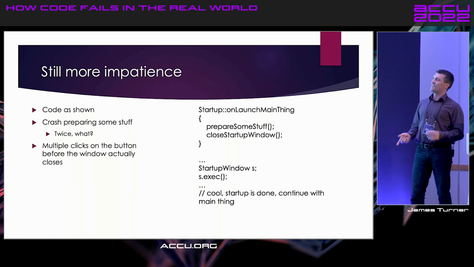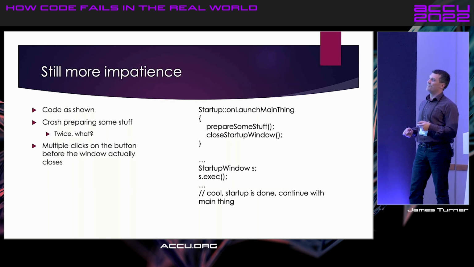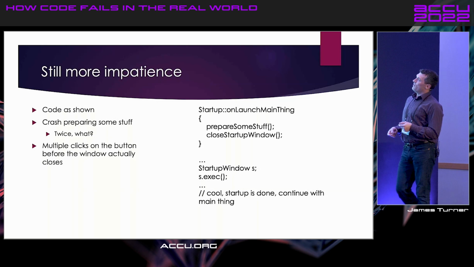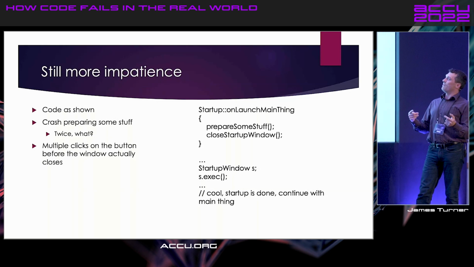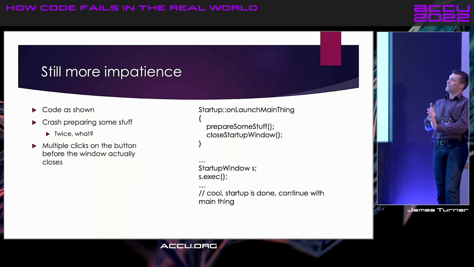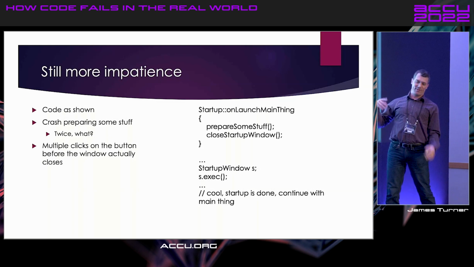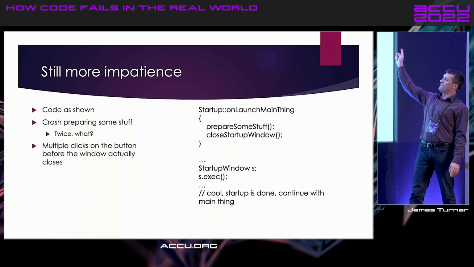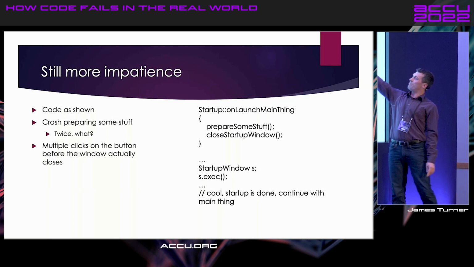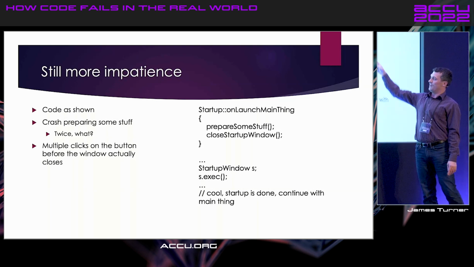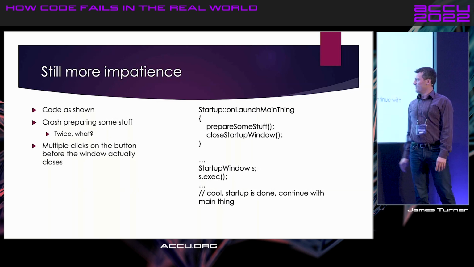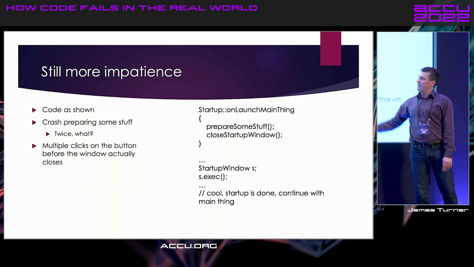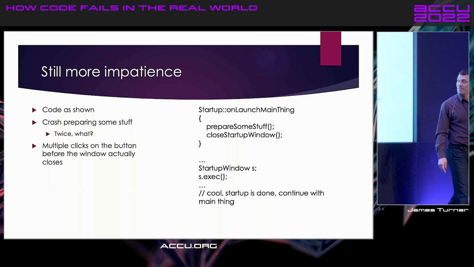Even more impatience. This one you could argue about the timing, as shown. So we have a startup launcher. It helps the application get going. So basically it says where do you want to fly, what time of day, what weather, whatever. It's got a button actually labeled Fly, which says basically start the main stuff. It has to do some preparation work, and then it closes its window. Fine. So we show that window, blah, blah, blah, and we exec it. And then we carry on, and we actually do our real stuff.